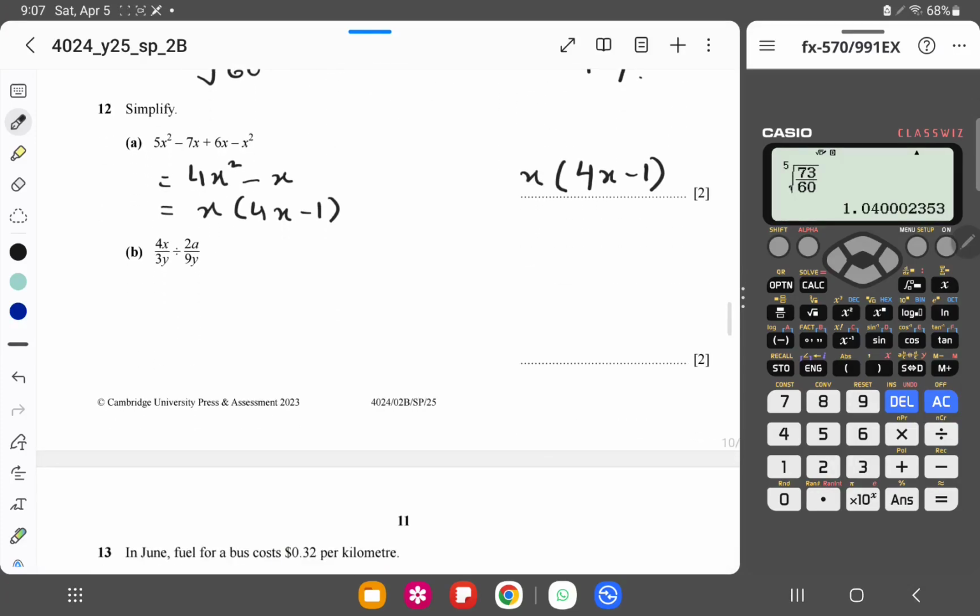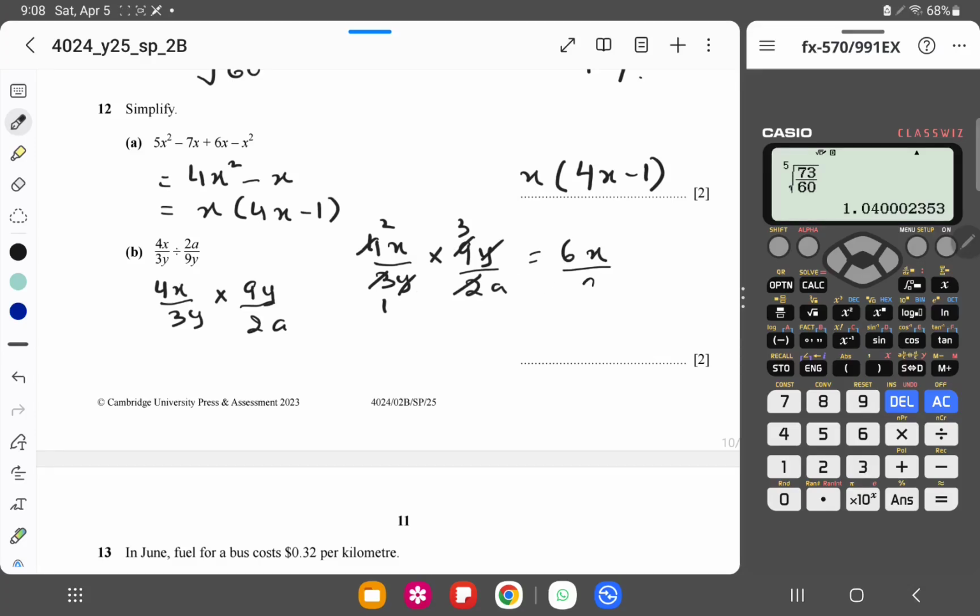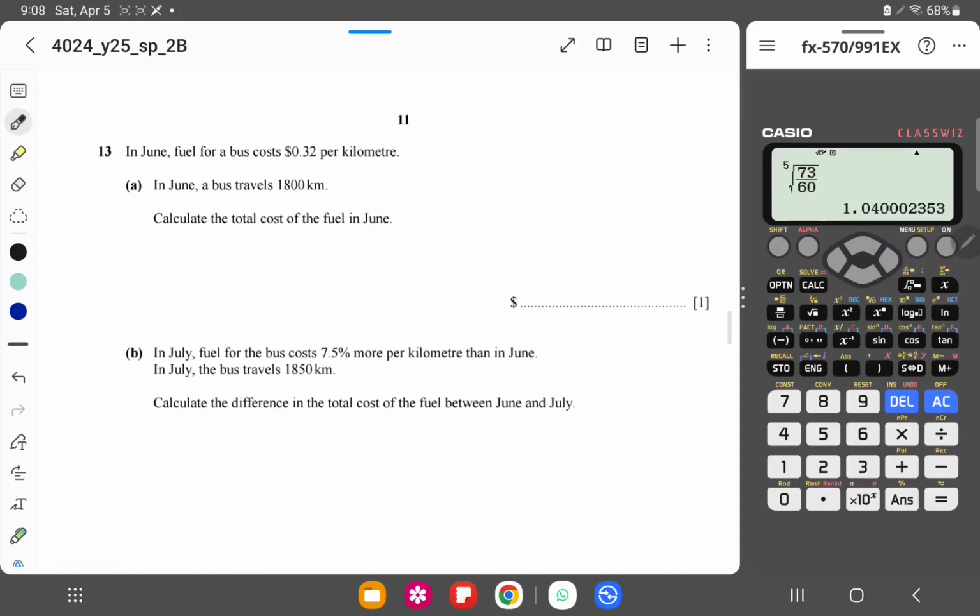Now part B of this question, a 2 marks question. That is 4x upon 3y multiplied by 9y upon 2a. So we can cancel 2 and 4. Cancel these: 3 ones are 3, 3 threes are 9. In the numerator, y and y also cancel, that becomes 6x, and in the denominator you have simply a, so 6x upon a.